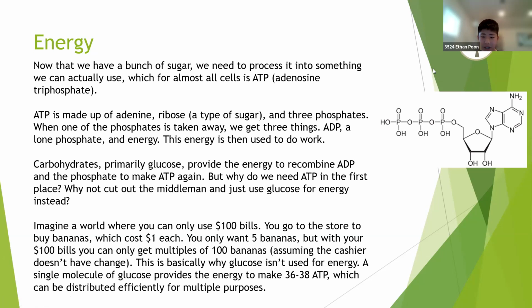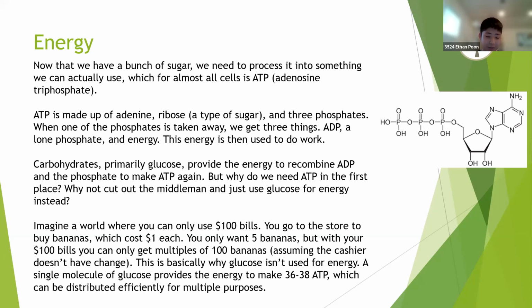But then why do we need ATP in the first place? Why not just cut out the middleman and use glucose for energy instead? So here's my explanation for it. Imagine a world where you can only use $100 bills. You go to the store to buy bananas, which cost $1 each. Those are some very cheap bananas. You only want 5 bananas. But with your $100 bills, you can only get multiples of 100 bananas. And we're assuming the cashier doesn't have change, which has happened to me before.